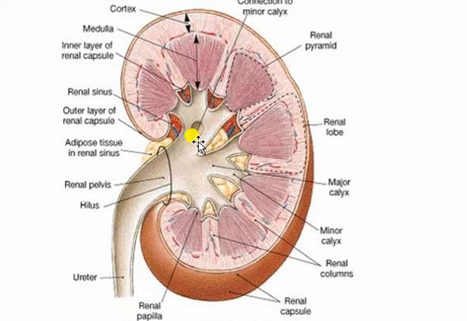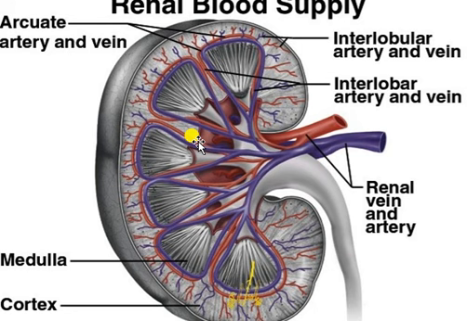So again the same structure. How do the blood vessels enter? This is a renal artery and this is a renal vein. Then after that they are divided into sub-arteries. That we can call the interlobar artery and interlobar vein. So this is the medulla.